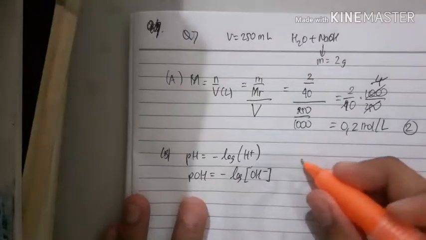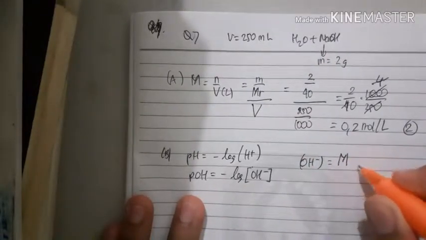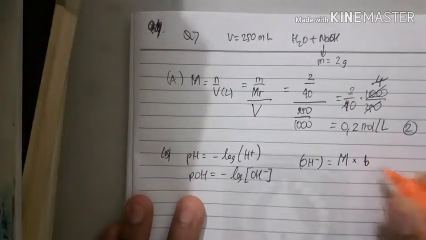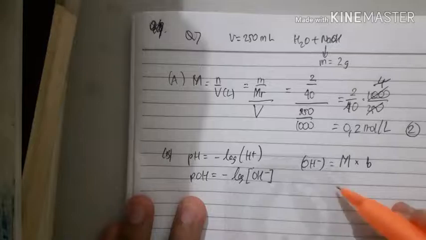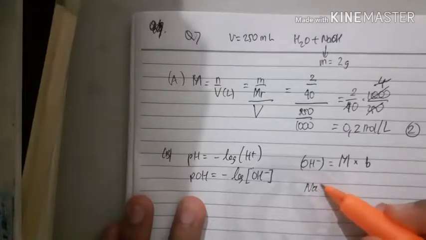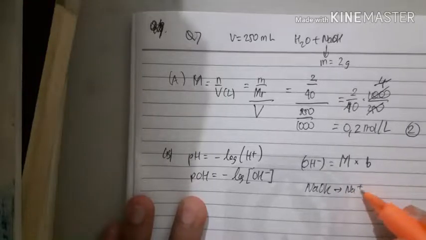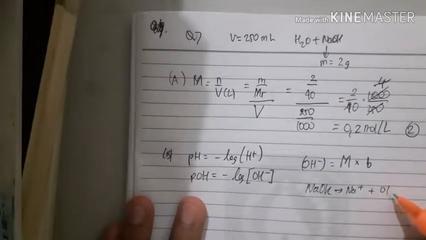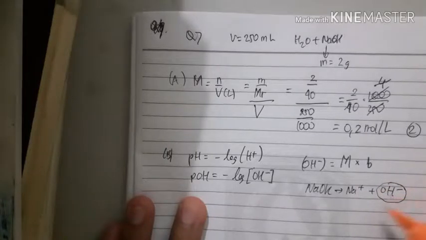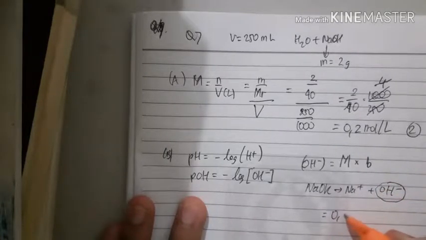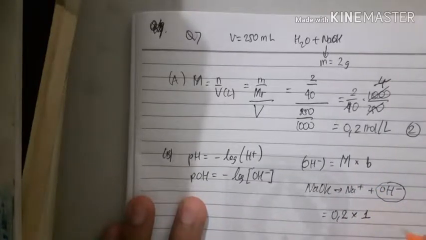So how to calculate that? Remember that OH minus is actually just the molarity times the value of the hydroxide ion. What I mean is, when you look at NaOH, sodium hydroxide, it will turn into sodium ion and hydroxide ion. There is only one hydroxide ion, right? So we just turn it into 0.2, the molarity, times 1.